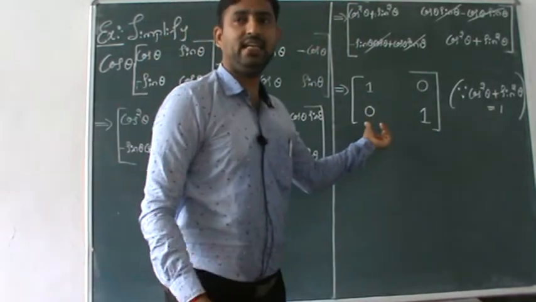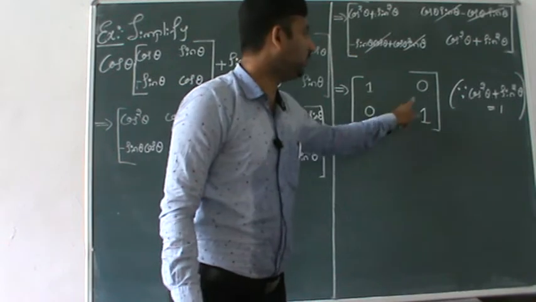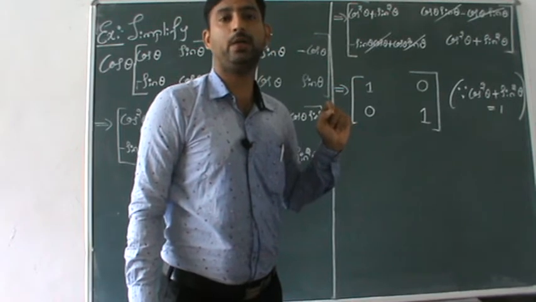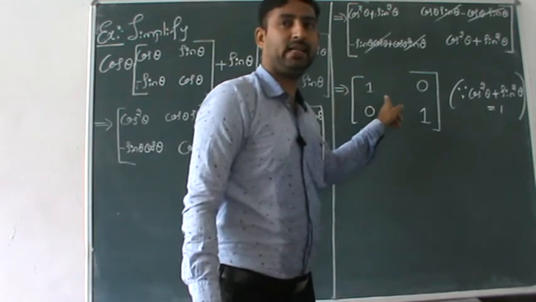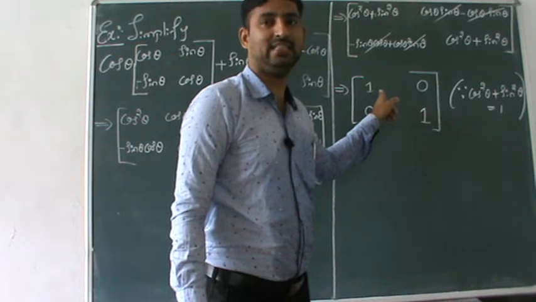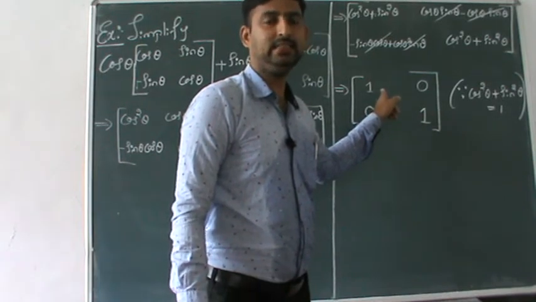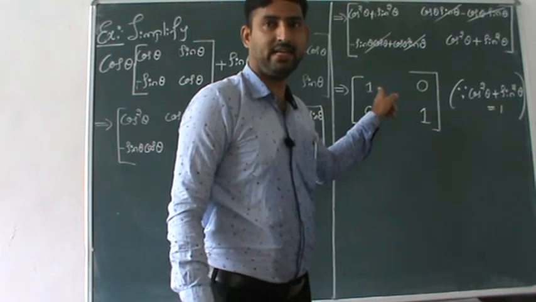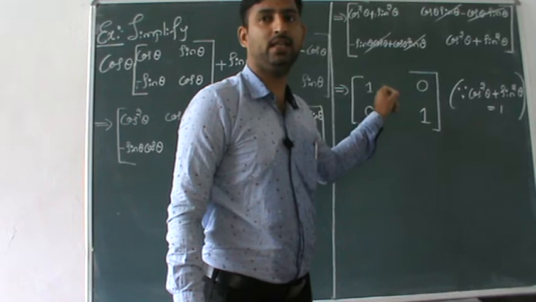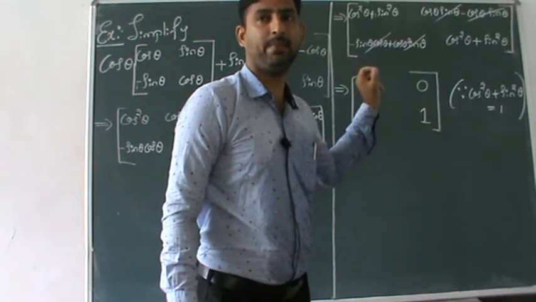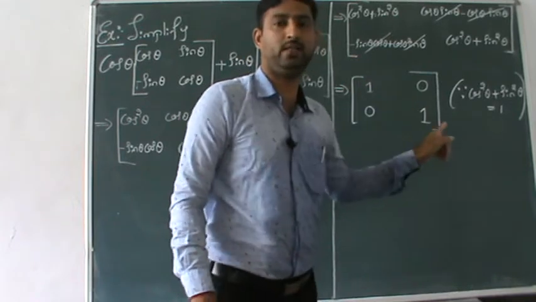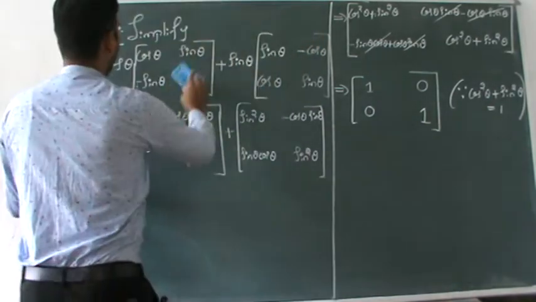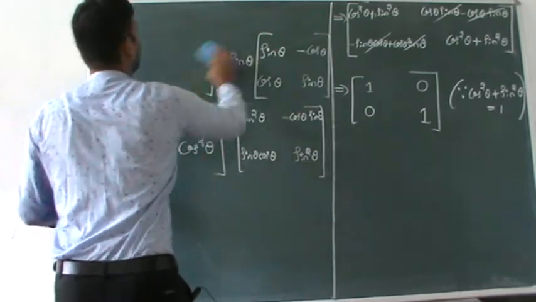Therefore, the final answer is in the form of what? 1 0 0 1. It looks like what? It looks like the identity matrix of order 2. You know the definition of identity matrix: a diagonal matrix in which all the diagonal elements are 1 is taken to be the identity matrix. Therefore, it looks like 1 0 0 1. It looks like what? Identity matrix. This is the problem, second problem. Next.